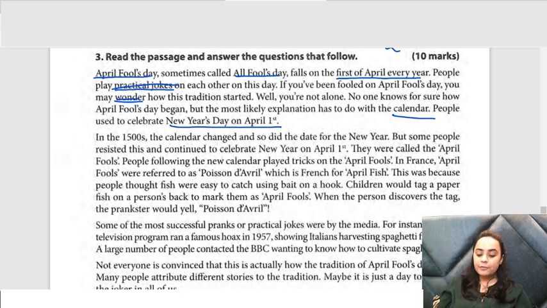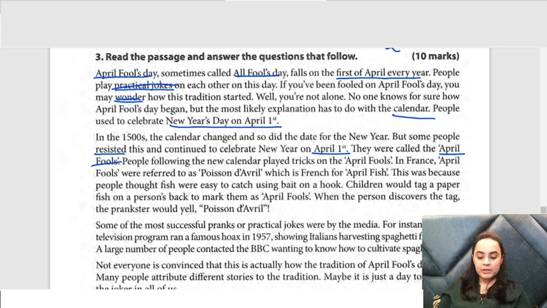Okay. In the 1500s, the calendar changed and so did the date of the new year. So in 1500, what happened? The calendar also changed, and because of the change in the calendar, the New Year's date also changed. But some people resisted it. They disagreed to follow the same. They did not accept it, and they continued to celebrate the New Year on 1st April. These people were called the April Fools. Who? Those who continued to celebrate New Year's on the 1st of April were called April Fools.